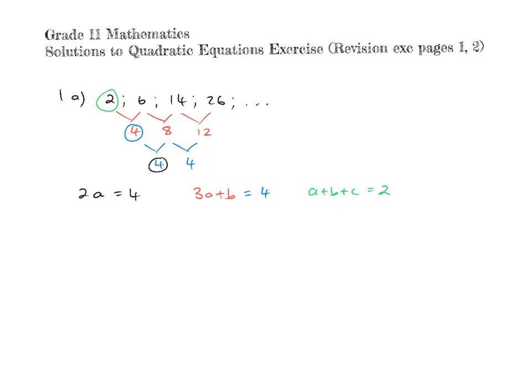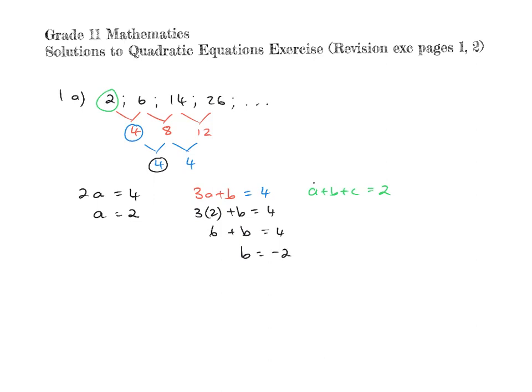So here we go. Let's start with a. So 2a is equal to 4, therefore a is equal to 2. Therefore now we know what the value of a is. So 3 times 2 plus b is equal to 4. 6 plus b is equal to 4. So b is equal to 4 minus 6, which is minus 2.